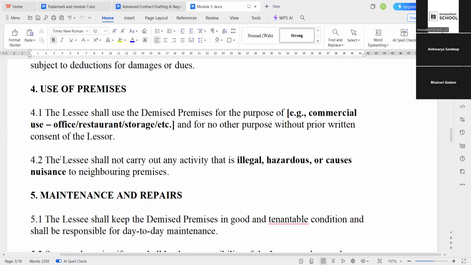Okay. Now let's talk about use of premises. Now the lessee will use the said premises for the purpose, whatever the purpose is that you're using. If it's for a restaurant, office, storage, whatever it is, you are going to mention it. Except for that, you cannot use it for any other purpose. Carrying out any other activity without permission is illegal, hazardous, and causes nuisance to the neighboring premises. You cannot carry out any such activities.